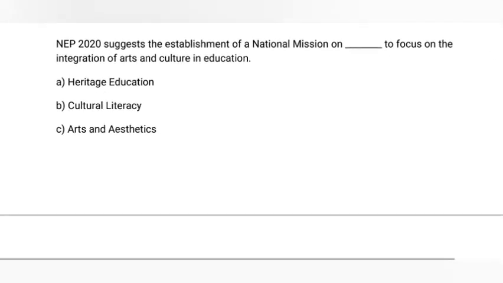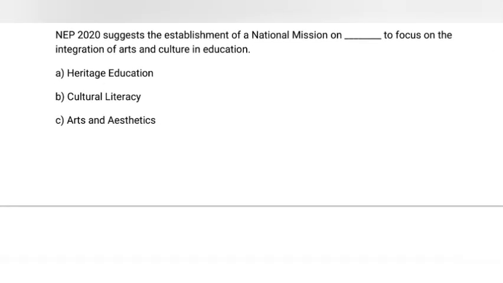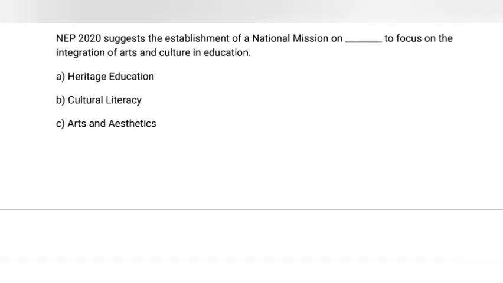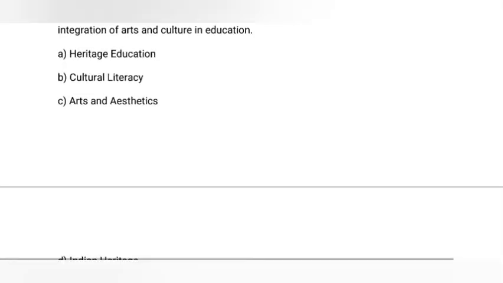Next, NEP 2020 suggests the establishment of a national mission on this to focus on the integration of arts and culture in education: heritage education, cultural literacy, arts and aesthetics, Indian heritage. It will be arts and aesthetics.